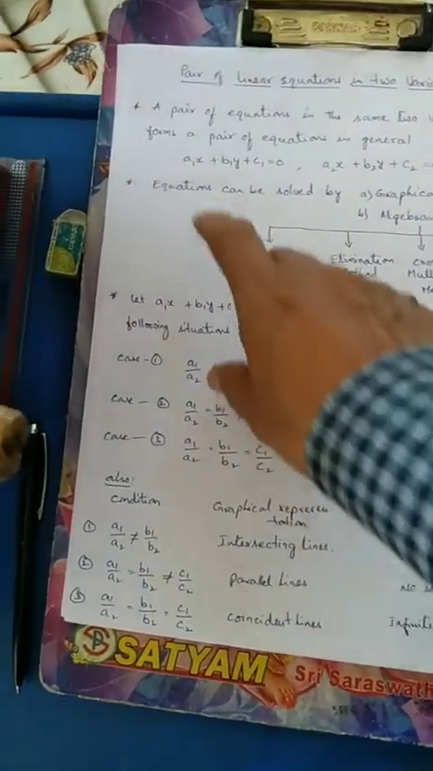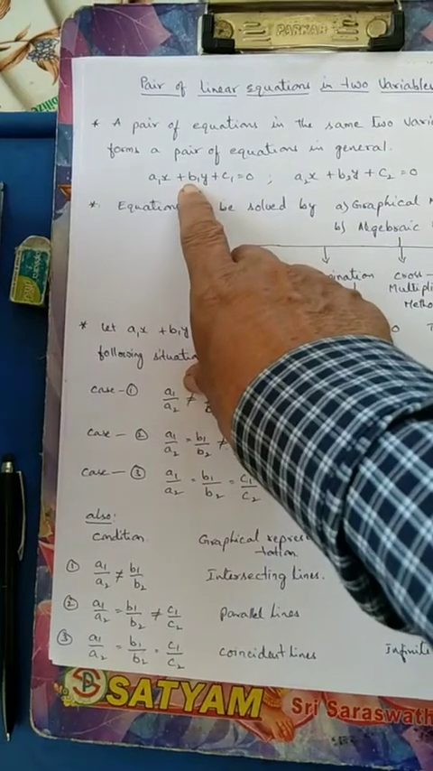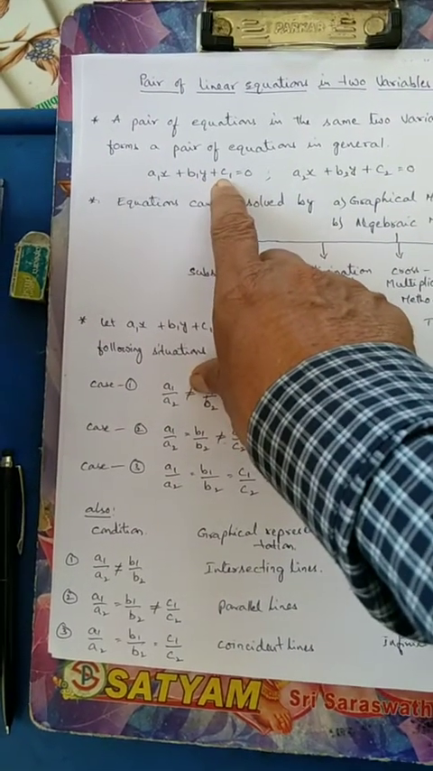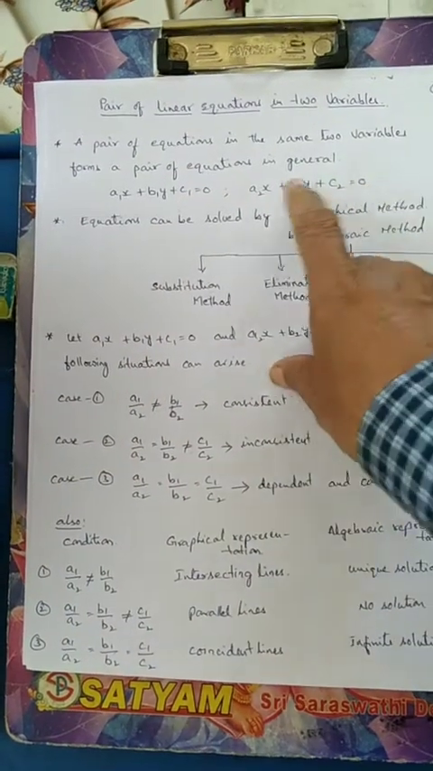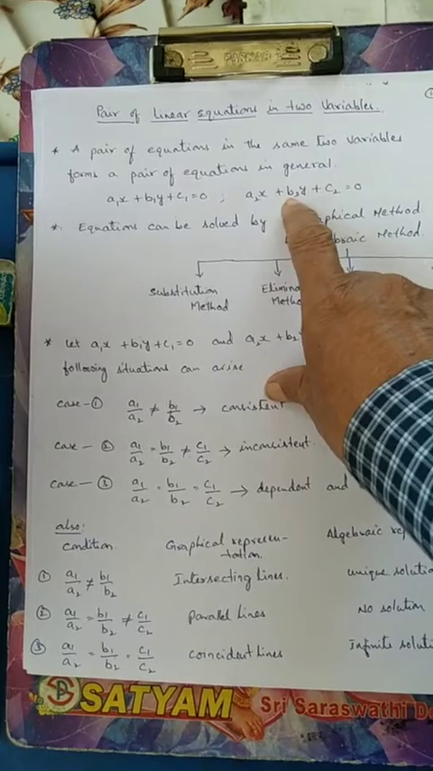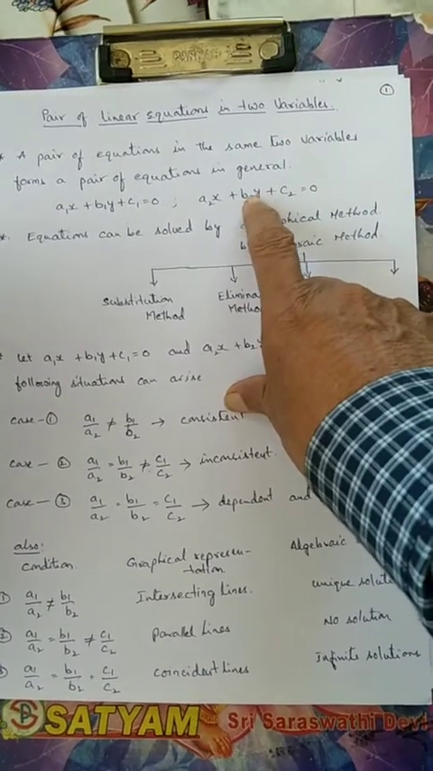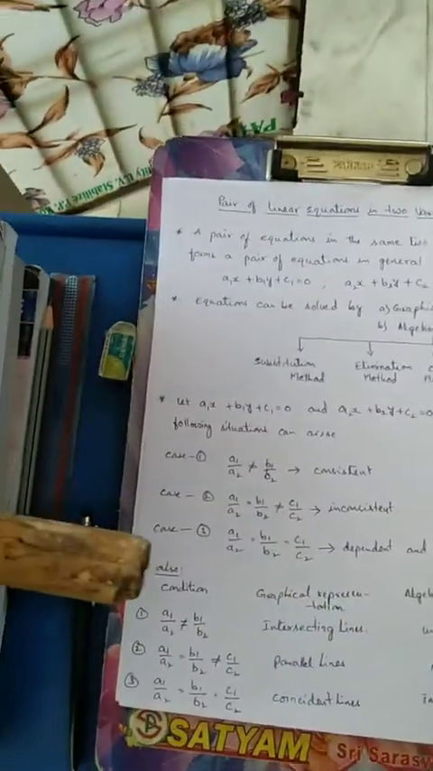These are nothing but: a1 means the coefficient of x, b1 means the coefficient of y, and c1 is the constant. In the second equation, a2 is the coefficient of x, b2 is the coefficient of y, and c2 is the constant. So like this we have to compare the values.